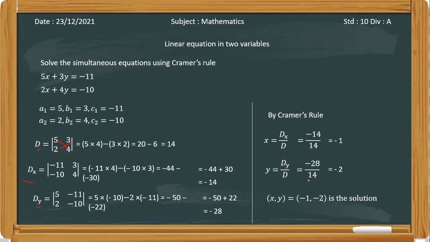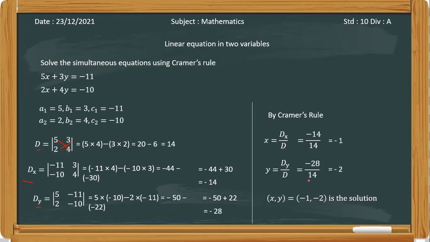If you go by the elimination method, you have to multiply the terms, then subtract it, then again multiply it. It was a lengthy process, but Cramer's rule is an easy process. You have to just find determinants of the numbers. Okay, have you understood it?